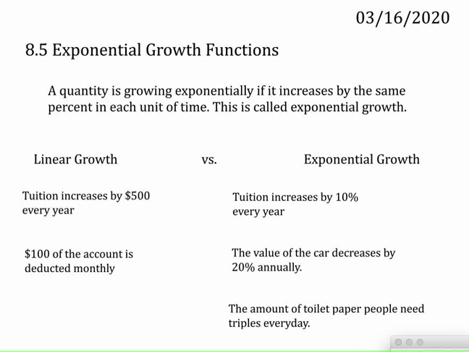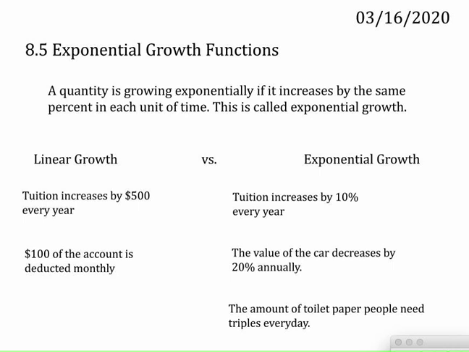So we're going to look at some examples of linear growth versus exponential growth. Linear growth is when it increases by a certain amount every time. If you see an increase in tuition, it increases by $500 every year. It can also work with deduction, so we're going to see a negative increase, so a decrease of $100 monthly in a certain thing.